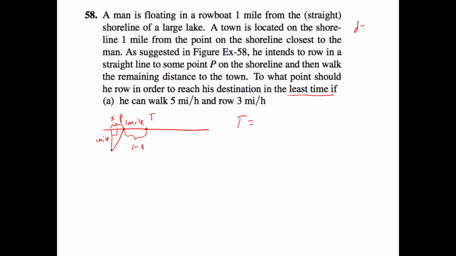So the distance is equal to the rate times the time is the formula you should know. So the time is the distance divided by the rate. So then the distance that he is going to row is the distance from here to here. And we will call that y. And so then the time is going to be y divided by the rate.